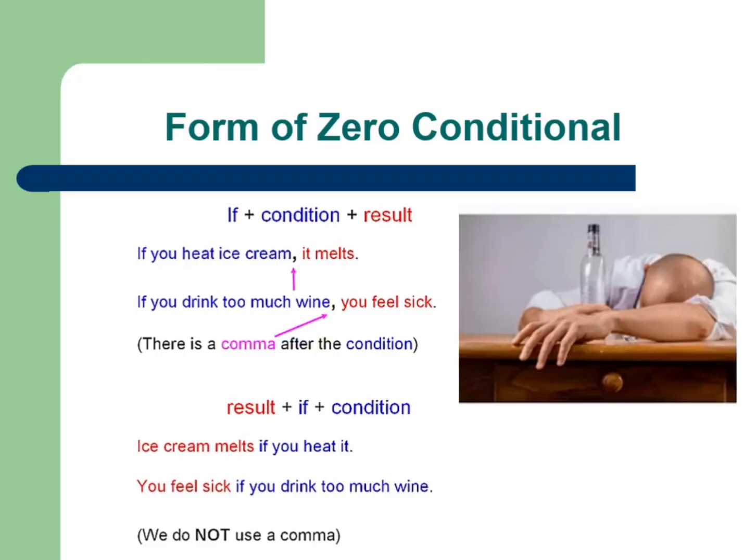Okay, form of zero conditional. You have if, then you have condition, then you have result. Okay, you have to put the word if beside the conditional clause, conditional sentence, then you have to put a comma after that, and you have the result clause then. Okay, if you heat ice cream, it melts. You see that comma there? Okay, it melts. This is the comma.